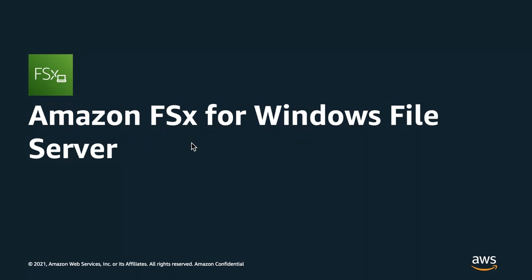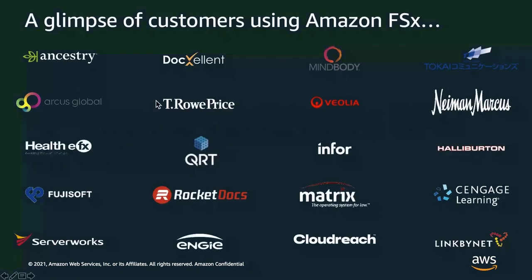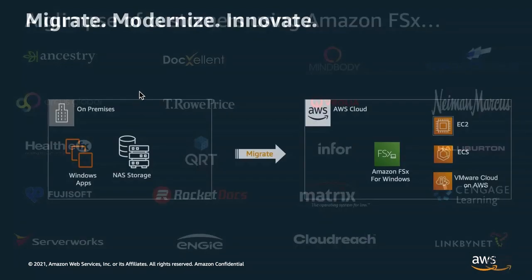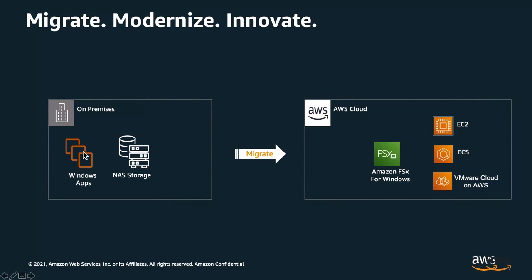So with that, we'll move on to the next file storage service available in AWS, which is Amazon FSx for Windows File Server. So again, tens of thousands of customers are using Amazon FSx already, and their migration path looks something like this. They were using Windows applications, using NAS storage on premises, using AWS Data Sync or any of the third-party products. They migrated their NAS storage into Amazon FSx for Windows, and they migrated their applications into EC2. In many situations, they modernized their application using containers. And of course, if they have VMware virtual machines that they migrated to VMware Cloud on AWS, all these entities can access the shared data that is stored on Amazon FSx for Windows.